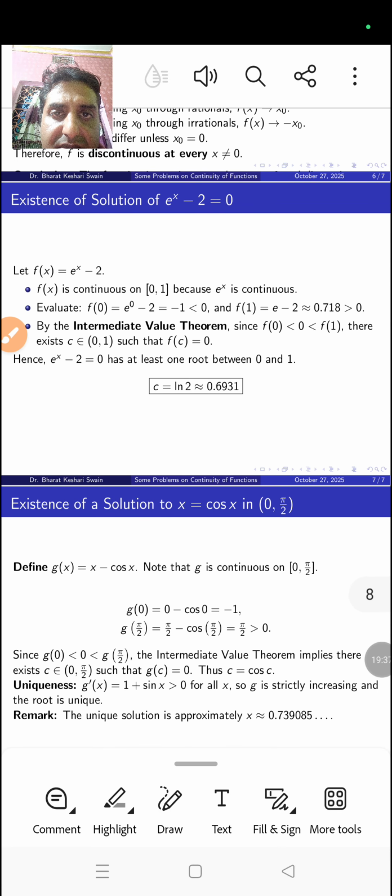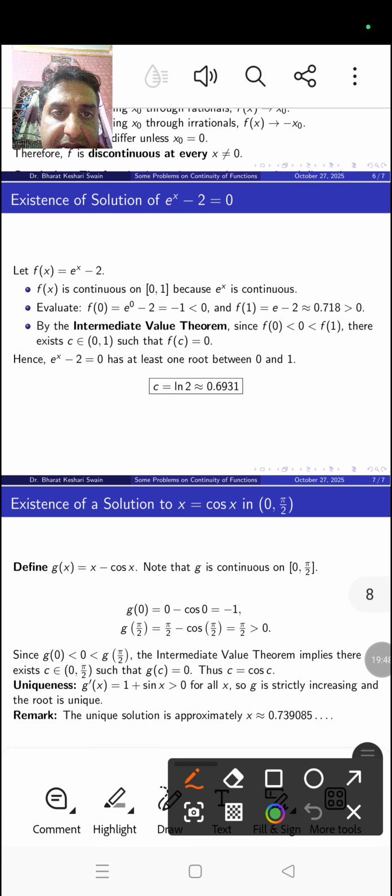The next example is the existence of a solution of e to the power x minus 2. We have to check whether there is a solution in between 0 and 1. To check it, first we have to know the intermediate value theorem. So what is this theorem?